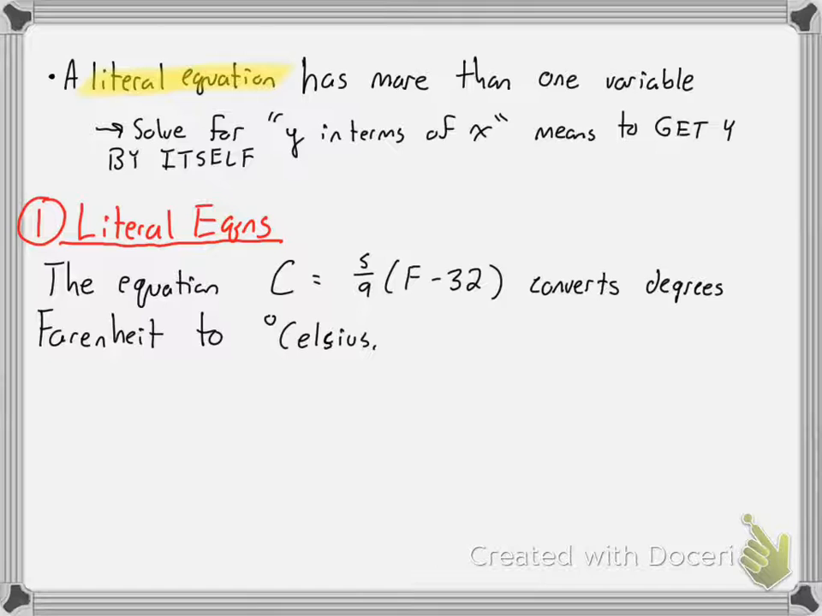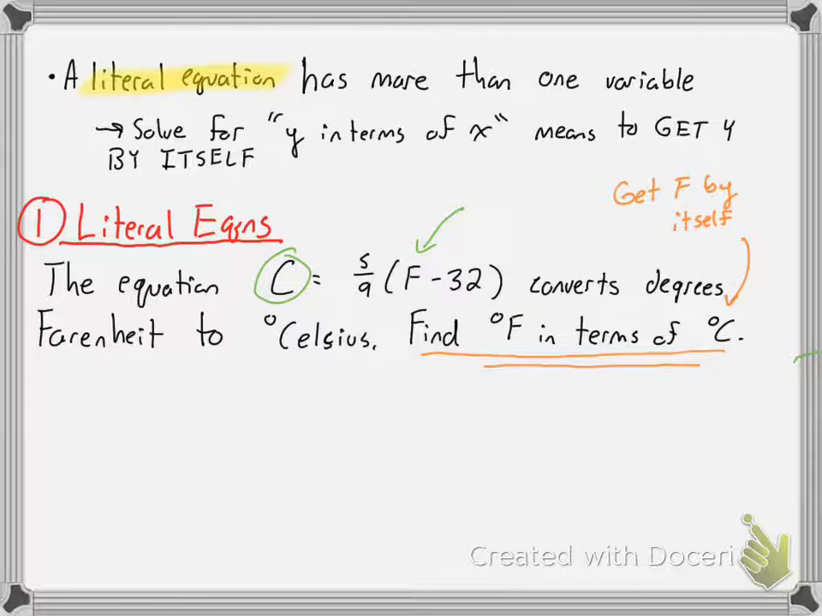What I would do here is find F, or degrees Fahrenheit, in terms of degrees Celsius. And what that means is get F by itself. So I'm going to rearrange this equation to make it helpful if I was given Celsius and wanted to find Fahrenheit. Again, I just want to get the F alone.